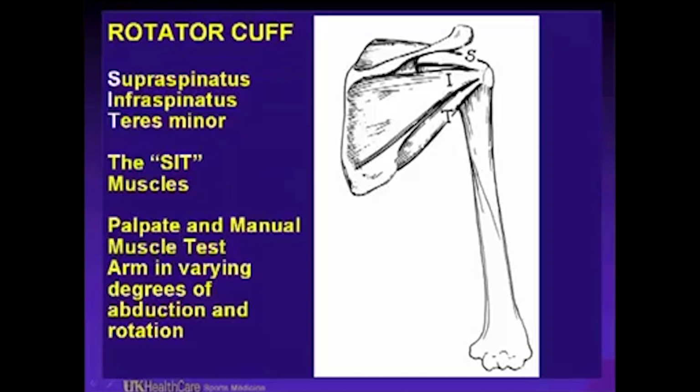The rotator cuff is the SITS muscles: supraspinatus, infraspinatus, and teres minor. These are the external rotators. There is a balancer, an internal rotator called the subscapularis, and that should not be forgotten.